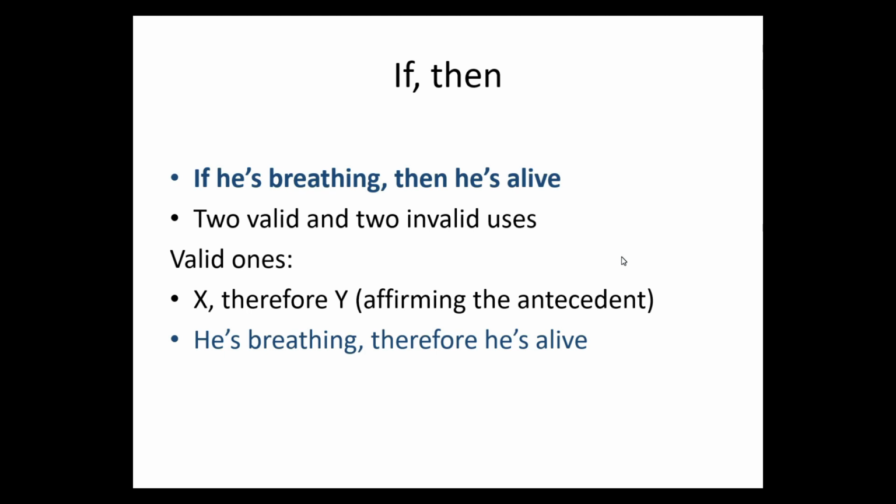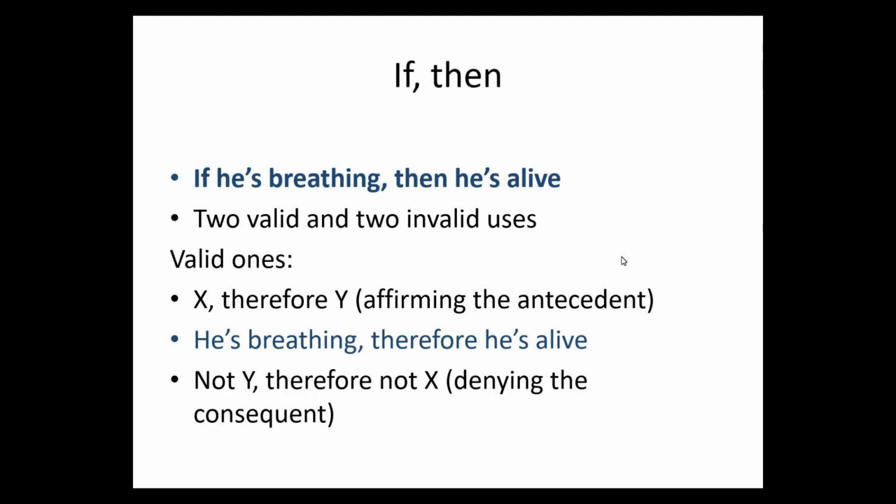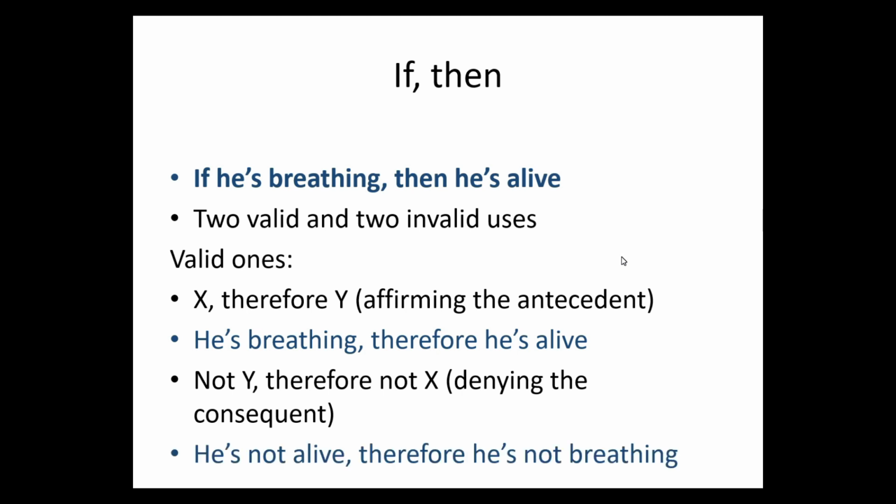The other valid use of the if-then relation, denying the consequent. In other words, saying no to the then part and then no to the if part, which for our example would be, he's not alive, therefore he's not breathing. This is necessarily the case whenever the if-then relation holds. Not just for this example, but logically for any example.